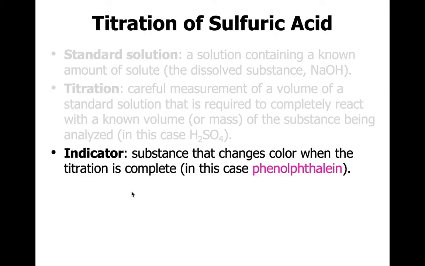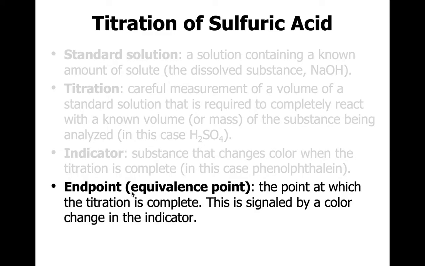The indicator is a substance that changes color when the titration is complete. For this lab, it's going to be phenolphthalein, which changes from clear to pink. And the end point, or equivalence point, is the point at which the titration is complete. This is signaled by a color change with the indicator.